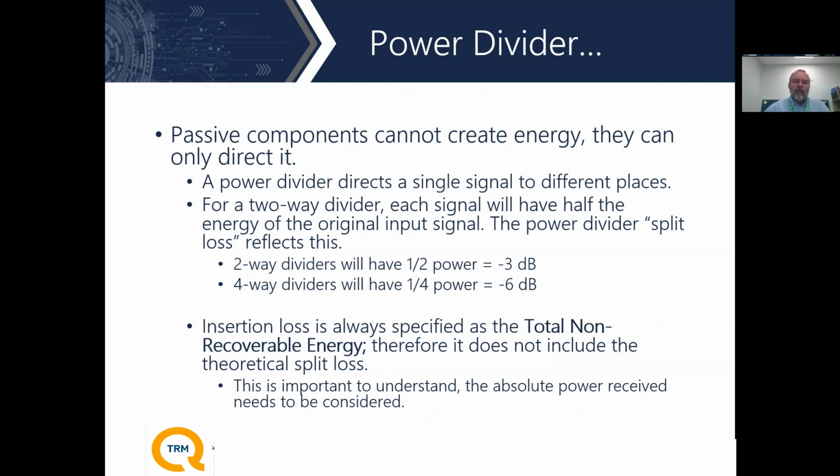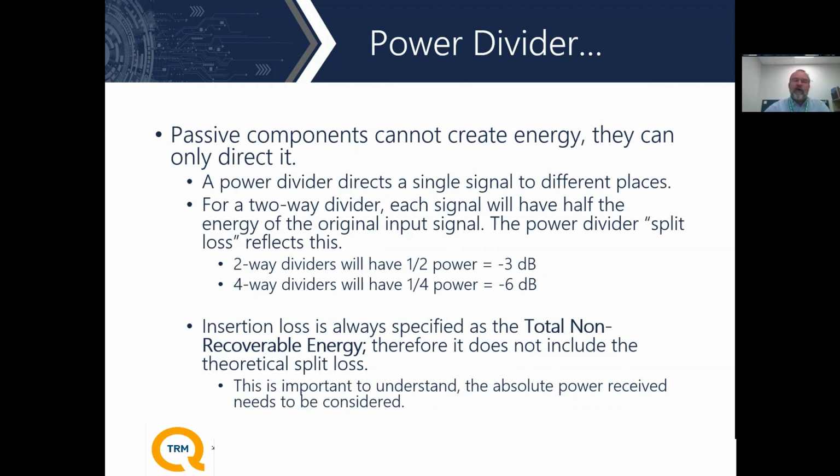At the same point, we have to recognize that this split loss is a universal language that we talk about. A two-way power divider will have half power, or minus 3 dB worth of actual insertion loss due to split loss. A four-way power divider will have 1/4 of the power appearing at each of the outputs, or minus 6 dB. Insertion loss, when you're talking about specifications of power dividers, is always specified as non-recoverable energy, and therefore it does not include the theoretical split loss.